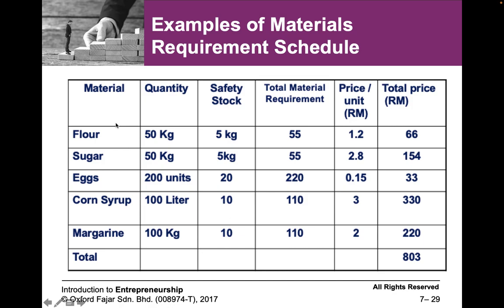For example, let's say you are required to buy flour. You must identify the quantity, the quantity in order to produce the product in a day. So how much quantity? Let's say in order to produce 70 units of bomboloni, you are required to buy 50 kilogram flour, for example.